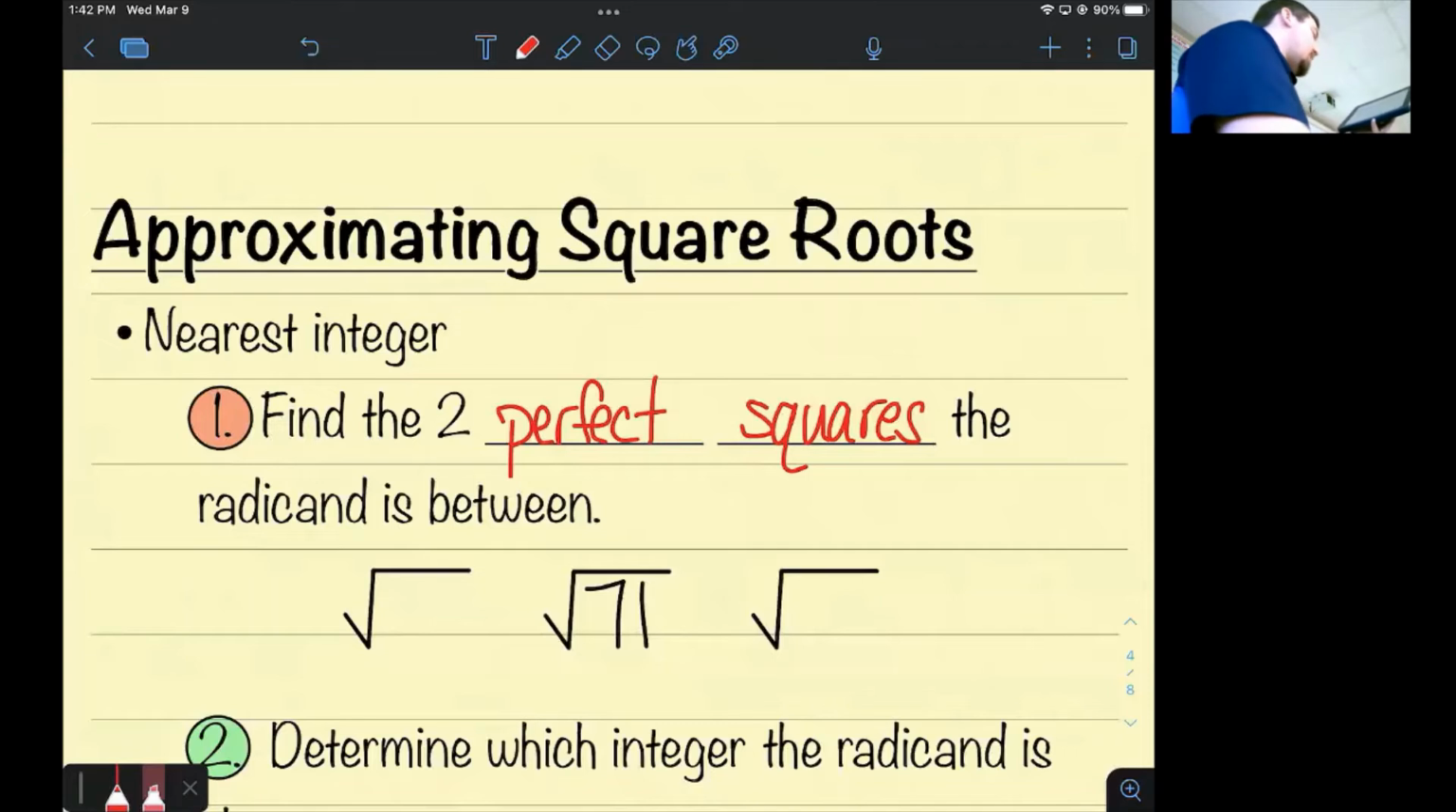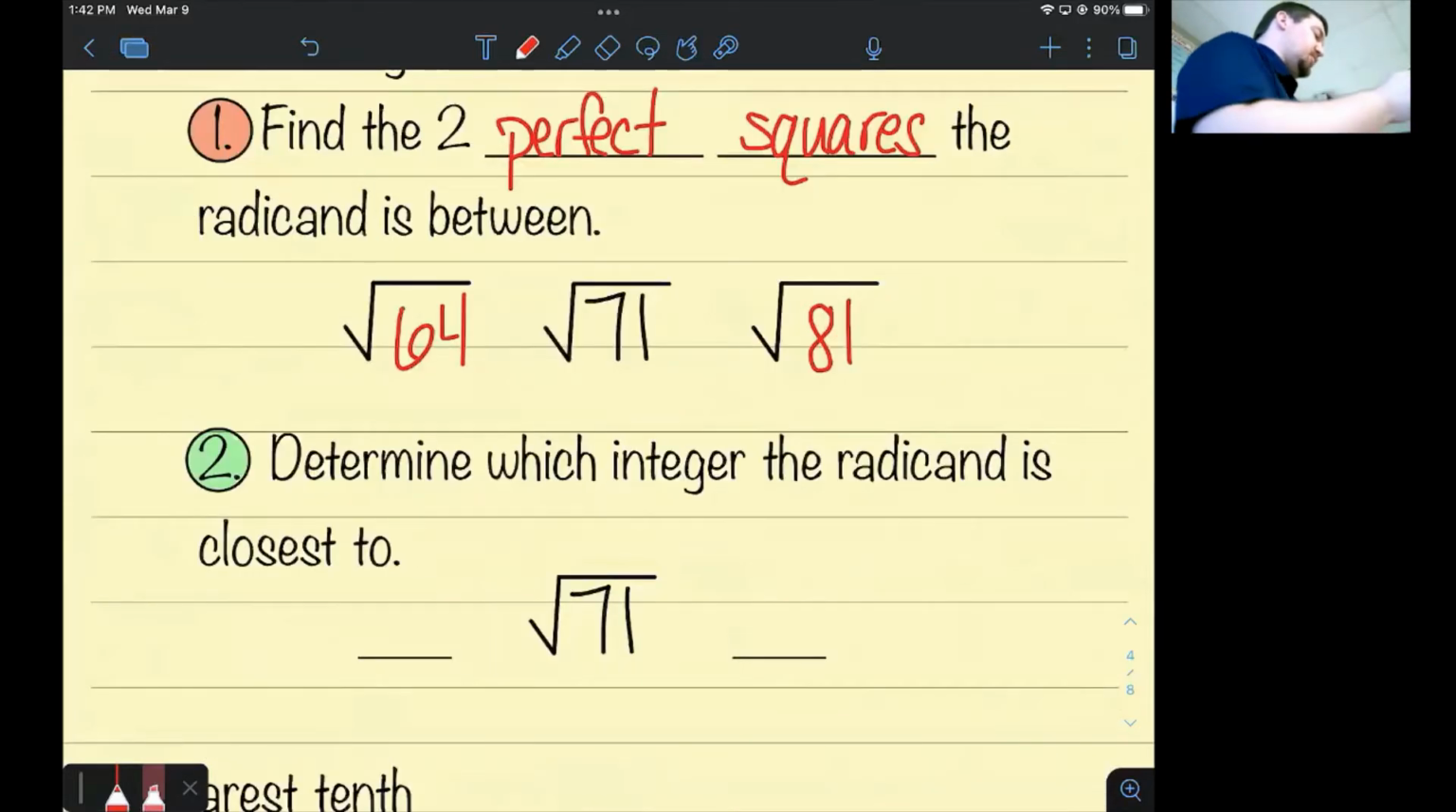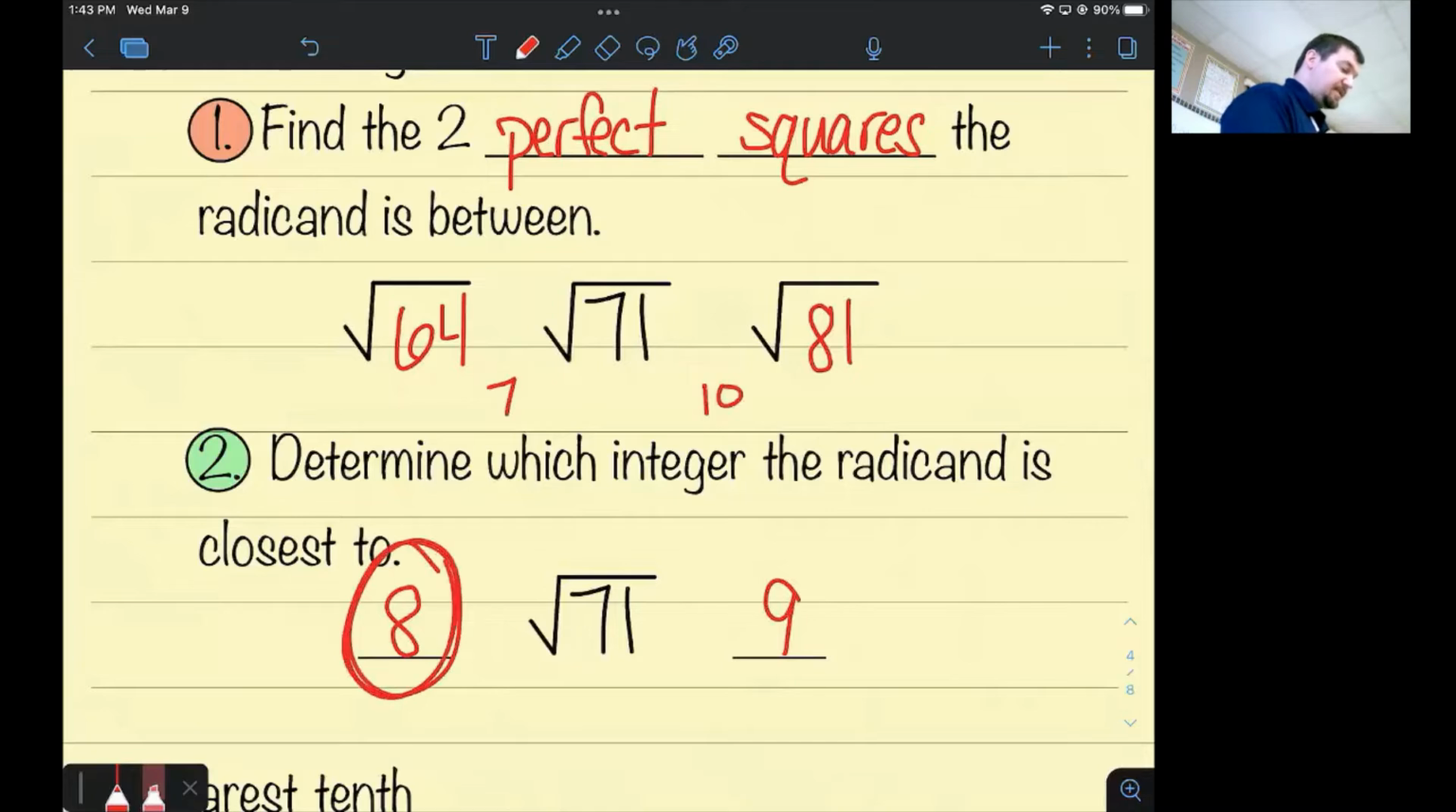It says find the two perfect squares the radicand is between. Now, the radicand is the number underneath the square root, right? So what's the perfect square right below 71? 64. And what's the perfect square right above 71? 81. 8 squared, 9 squared. So then it says determine which integer it's closest to. Well, the square root of 64 is 8. The square root of 81 is 9. Is 71 closer to 64 or 81? Because it's 10 away from 81. How far away is it from 64? Less than 10. Right? It's actually 7 away. So you would say it's closer to 8.